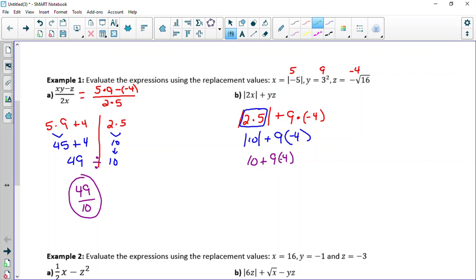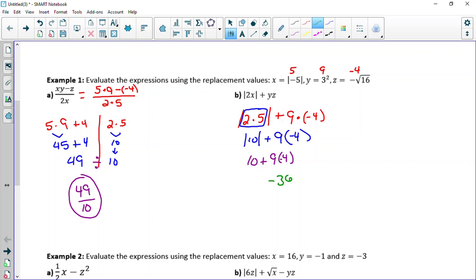Well, 9 times -4 gives me a negative 36. I'm not going to bring my plus sign yet, because then I'm going to have plus and a negative, and you know how I feel about double signs. So that negative really just ends up serving as a subtraction.